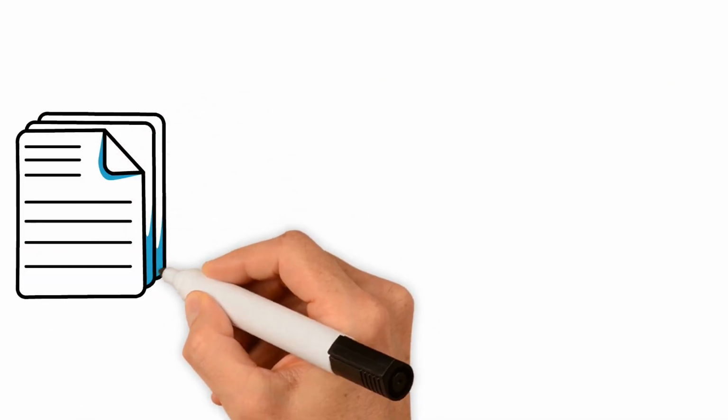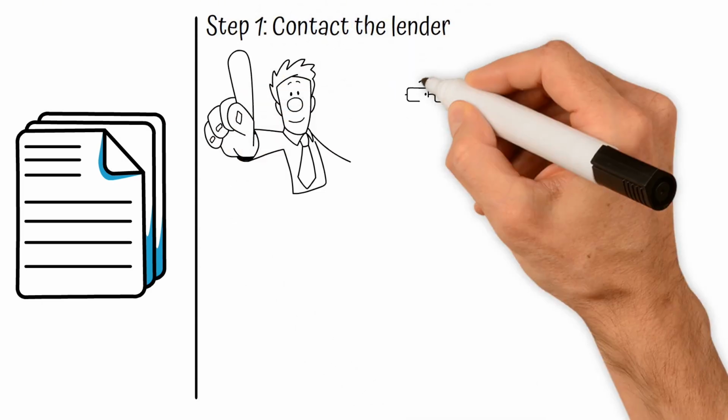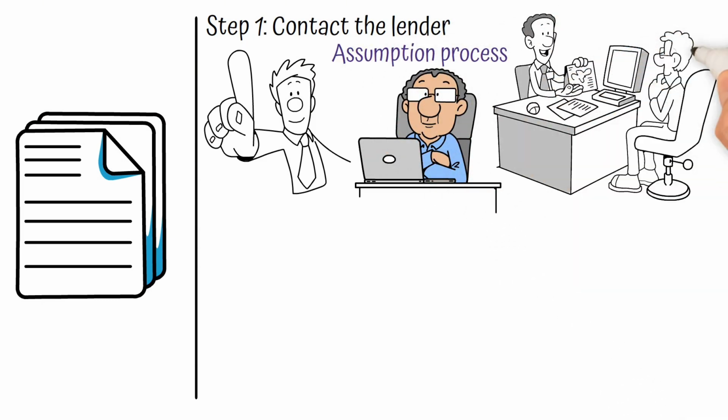Segment 4. The process of assuming a VA loan. Assuming a VA loan involves several steps. Let's go through them now. Step 1. Contact the lender. The first step is to reach out to the current lender to initiate the assumption process. They will provide you with the necessary information and guide you further.